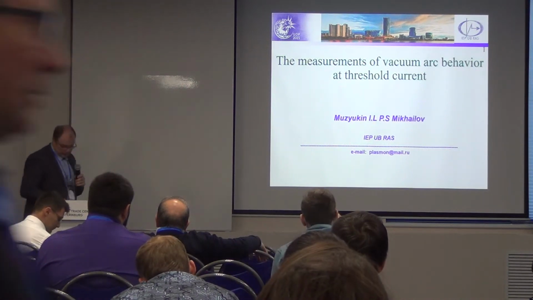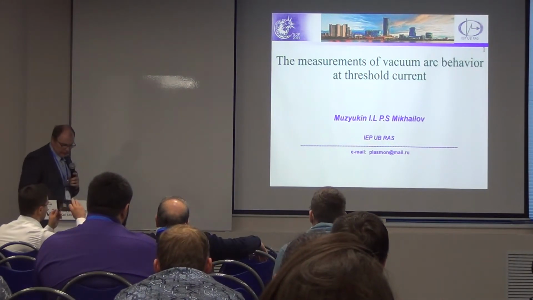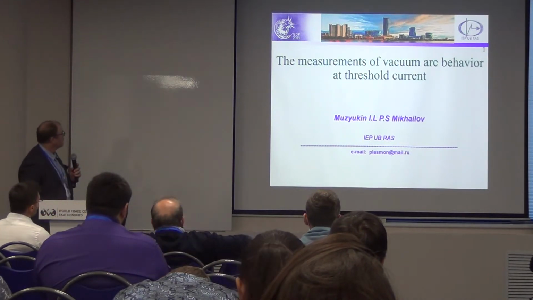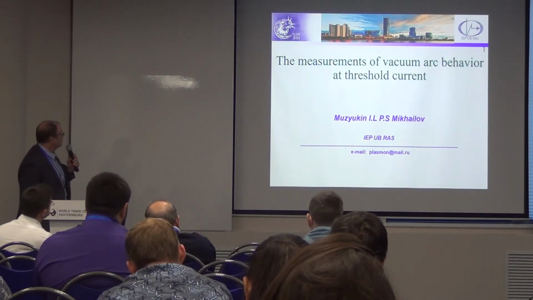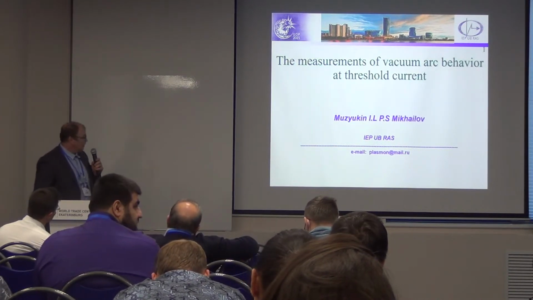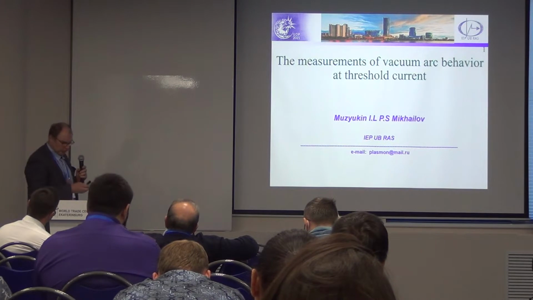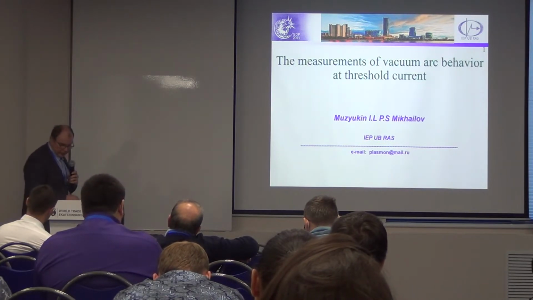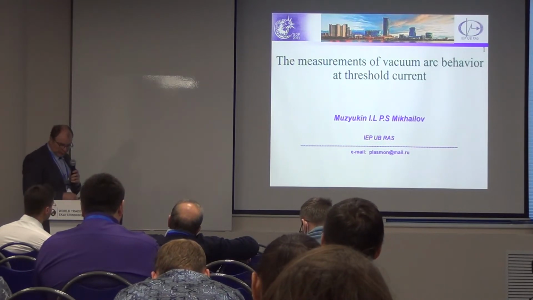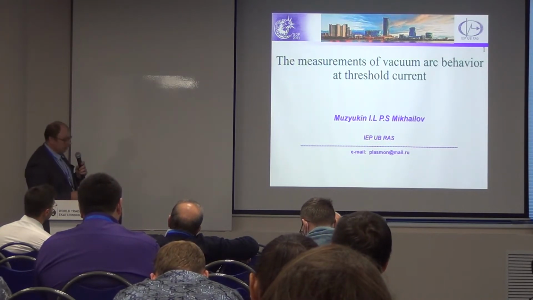My name is Ilya Muzyukin. I'm from the Institute of Electrophysics of the Ural branch of the Russian Academy of Science. My report is called The Measurements of Vacuum Arc Behavior at a Threshold Current. The report is devoted to some features of the discharge parameters of low current vacuum arc at the threshold currents.